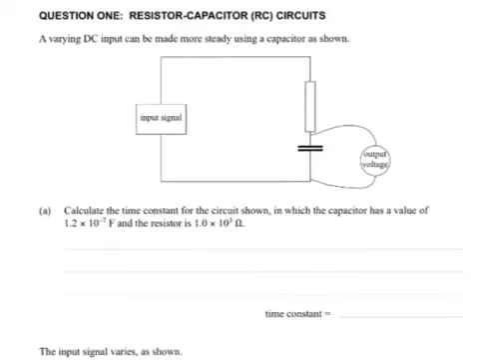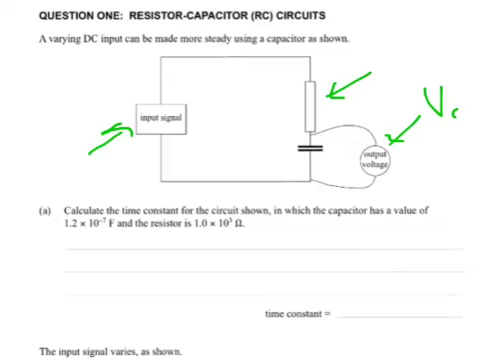So question 1, we have a resistor capacitor circuit with a varying DC input being made more steady using a capacitor as shown. So quick look at the circuit. Voltage being measured here across the capacitor, so that would be VC. You've got a load resistance of some sort, and you've got an input signal which is your varying voltage which your capacitor will be smoothing.